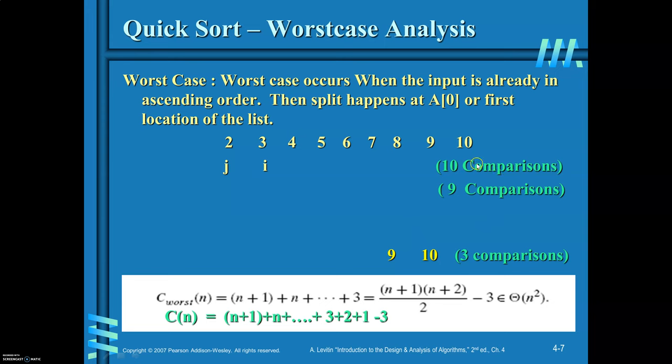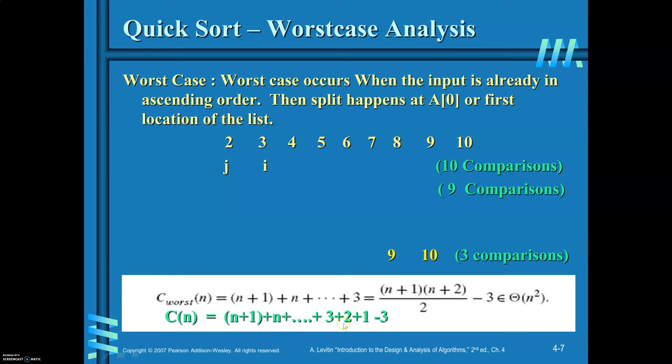In general, if there are n elements in the array, to find the partitioning position at the first position, which will happen, you need n plus 1 comparisons. Now you'll be left with n minus 1 elements. So the number of comparisons is n. The partition is going to happen again at the first position. So like that, you'll be left with 2 elements finally. Now 3 comparisons are made. So totally n plus 1 plus n plus so on up to 3 comparisons.